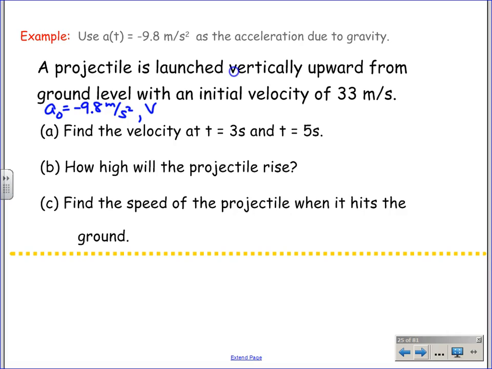Initial velocity, because they stated it literally for us. Is it positive or negative? Because it's being launched upwards. Every now and then something is thrown downwards, which would give it a negative initial velocity. But what's the last clue we know? Ground level. Good. So initial position is nice. Starts, goes, theoretically is coming back down.